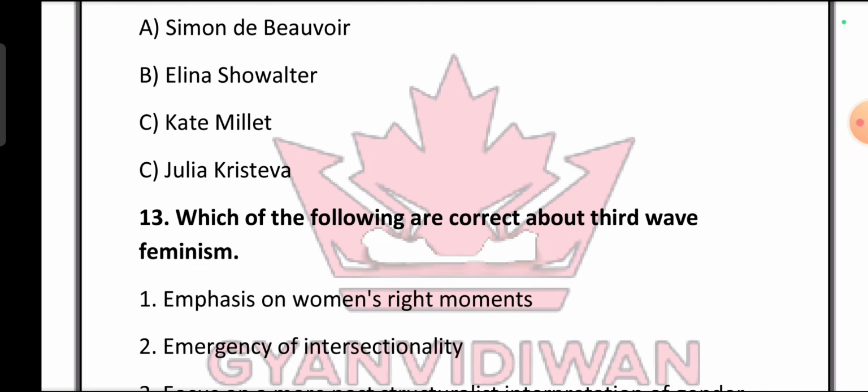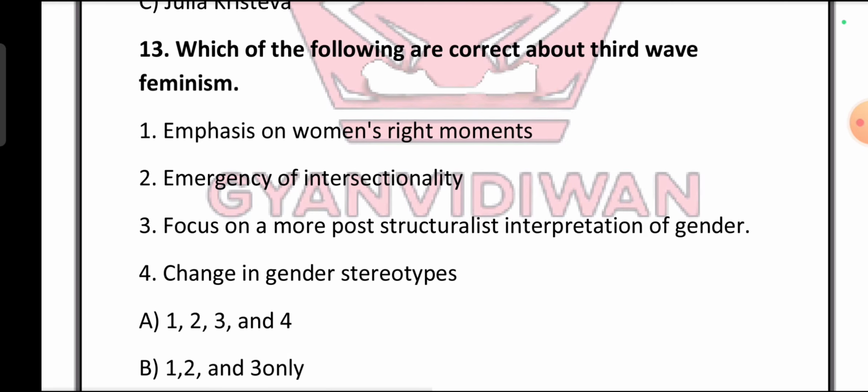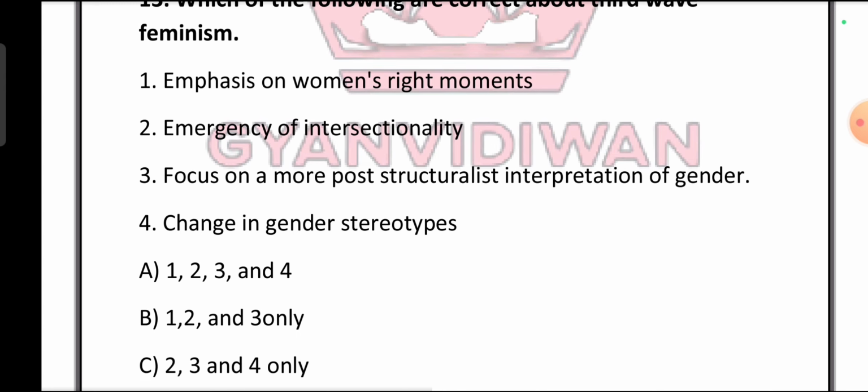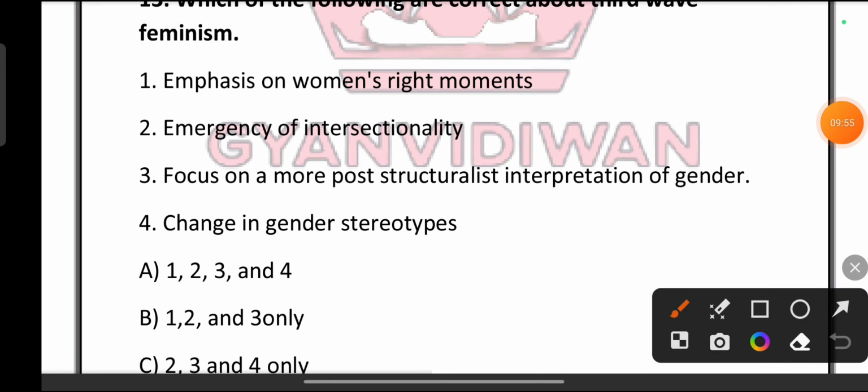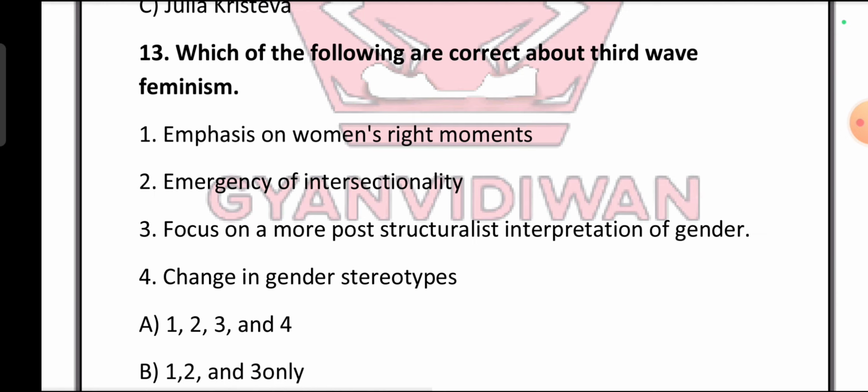Okay. Then question number 13. Which of the following are correct about third wave feminism? The correct answer will be option number C, 2, 3, and 4 only. Third wave feminism is a feminist movement that began in the early 90s. It greatly focused on reproductive rights for women.